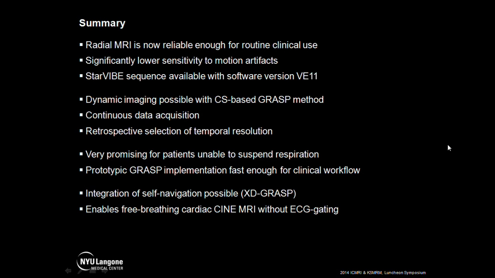Now, if you want to do dynamic imaging with the StarVIBE sequence or with other radial sequences, then the compressed sensing based grasp method is a potential solution, which gives dynamic information from a continuous acquisition. An interesting feature is that we can select the desired temporal resolution after the scan. The grasp technique is also very promising for applications with a lot of motion, especially for patients that have difficulties to perform a breath hold, such as elderly patients or pediatric patients. And the reconstruction time that we are now achieving with our fast implementation is already sufficient to use this technique for first clinical evaluation studies.